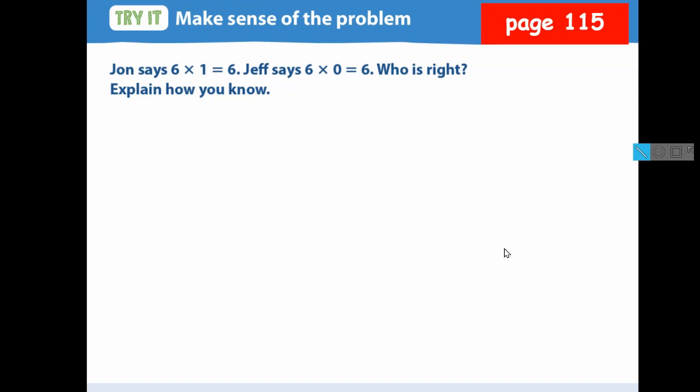John is correct? Okay. Because what's the rule when it comes to 0? Anything times zero is zero. That's right. So, Jeff, sorry, you're out of luck. You're wrong. Excuse me, you're incorrect. That's another way to say you're wrong, just so you know.